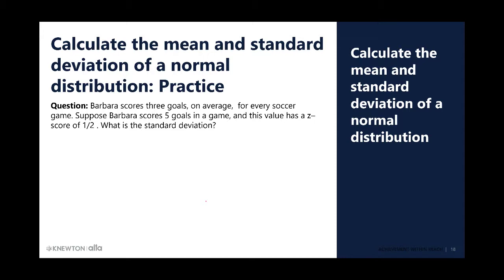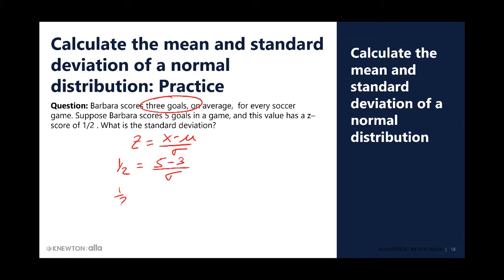All right, Barbara scores 3 goals on average for every soccer game. Suppose Barbara scores 5 goals in a game, and this value has a z-score of 1/2. What is her standard deviation? Once again, we're using our z-score formula, and we're just going to fill in all the information that we have and solve for the unknown. So we know her z-score is a positive 1/2. 3 goals on average, so her mean is 3. Suppose Barbara scores 5 goals in the game, so her x value is 5 minus her mean of 3 over the unknown standard deviation.